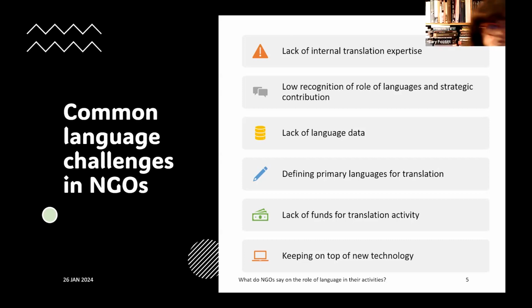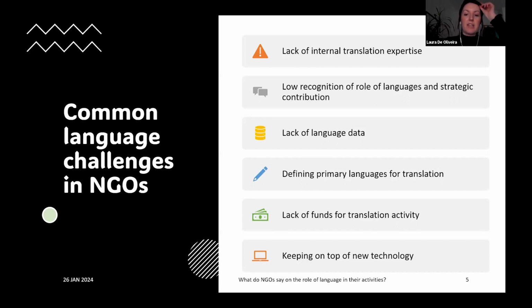I think defining primary languages for translation is another sticking point for NGOs, many of which are increasingly committed to decolonising their work. So a lack of available language data further hinders decisions on the languages that NGOs consider to be core and the extent to which they look to incorporate local languages in their operations.